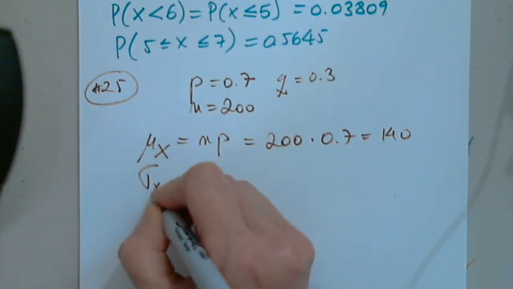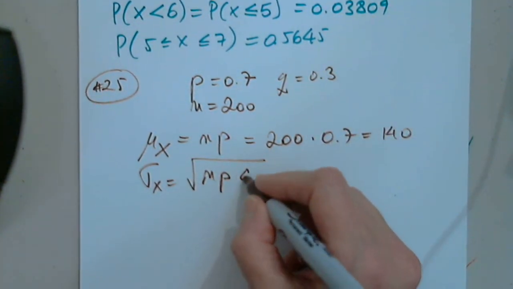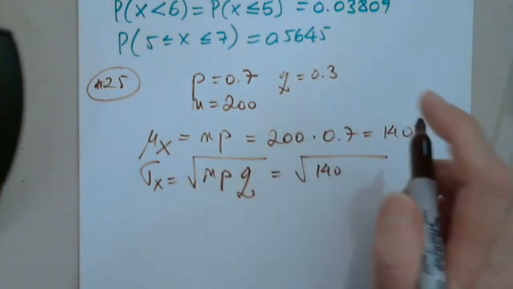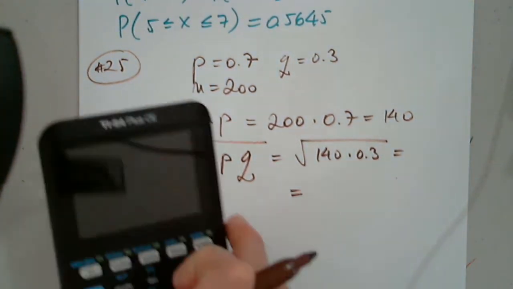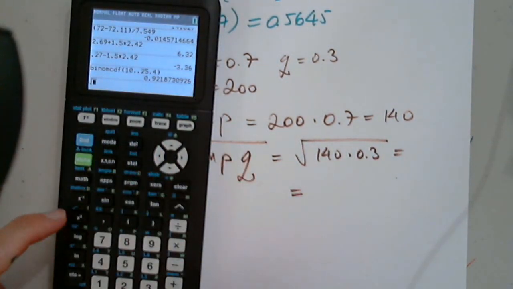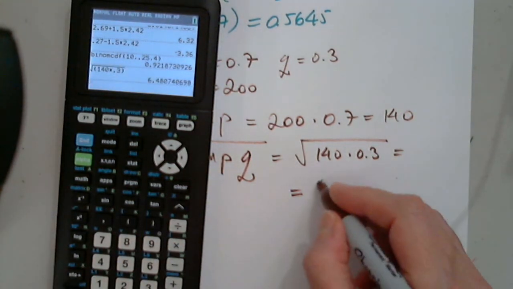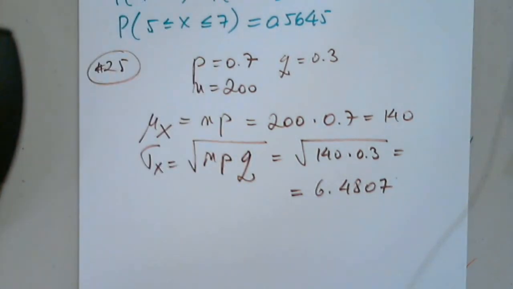And then sigma, for the same thing, is this product, but also multiplied by q. So this will be the square root of 140 that we already have times 0.3, and the square root of that. So the square root, 140 times 0.3. I got 6.4807. Okay, so let's see what they're asking us to.